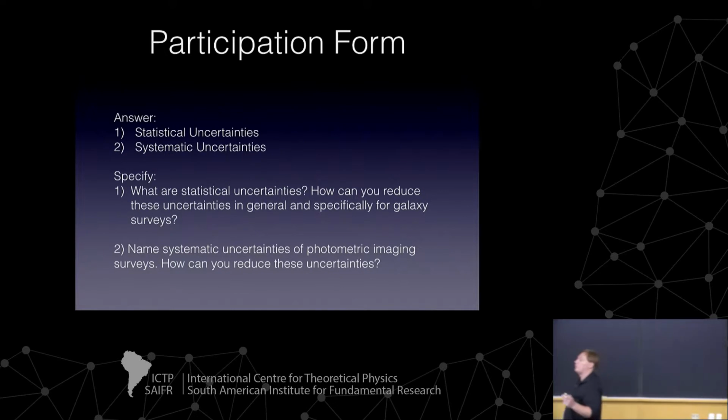Sorry, say again? Zero-point error for photometry. Yes, that affects photo-z errors. Anything else? Yeah, so shear effect is not really a systematic. No. So shear calibration. Did you say shear calibration? Okay. So how well can we measure shapes?